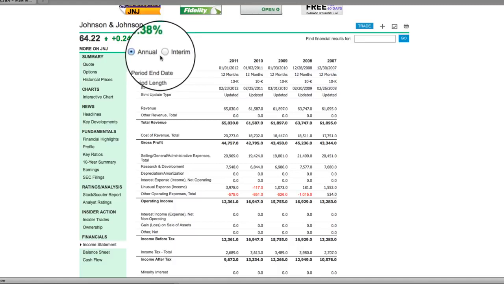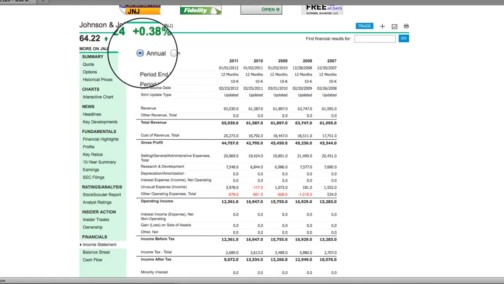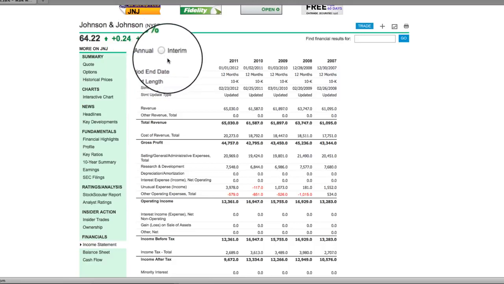see at the very top there's interim and then there's annual. I have it set up on annual, but you could click interim if you wanted the most recent quarter. If you do annual, that's each year: 2007, 2008, 2009, 10, 11. If you do interim, it'll break it down by quarter.